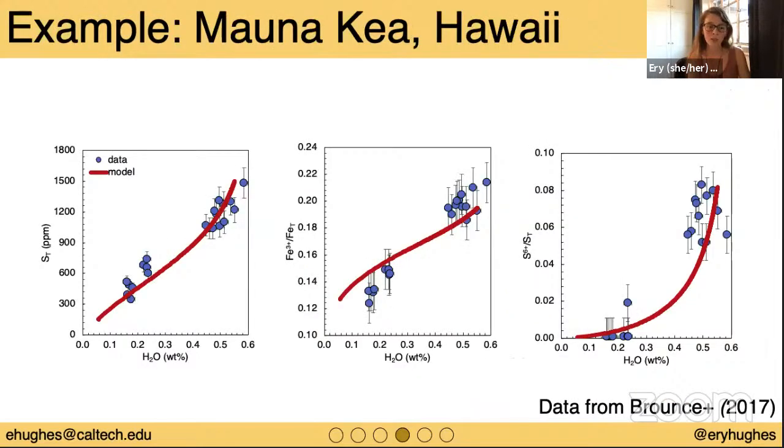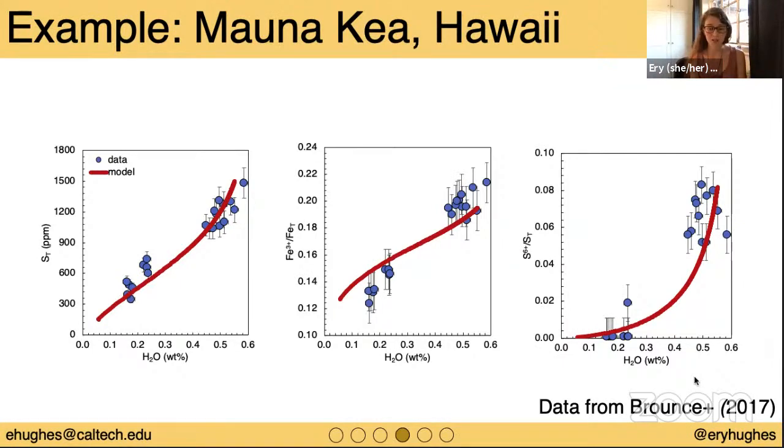And then we can apply this to natural data, for instance. So these are data from Brown et al. in 2017, where they measured the volatile content of matrix glasses from Mauna Kea in Hawaii. And here I'm just showing the sulfur versus water content, the iron 2+/3+ ratio over the water content, and the sulfur oxidation state against the water content. And using this model, we can match this data pretty well.